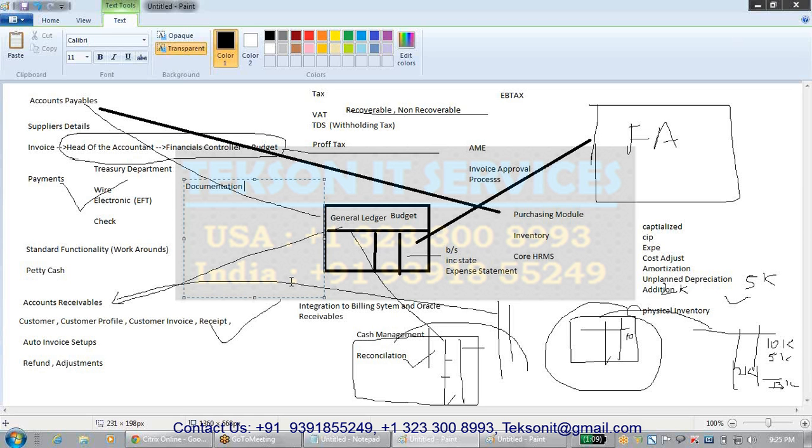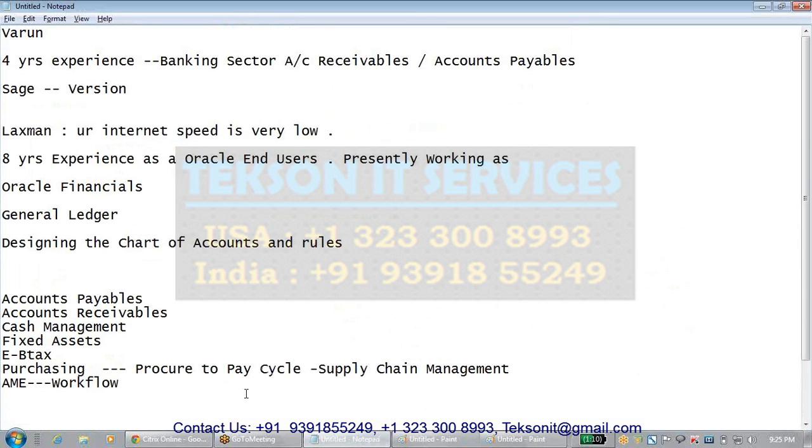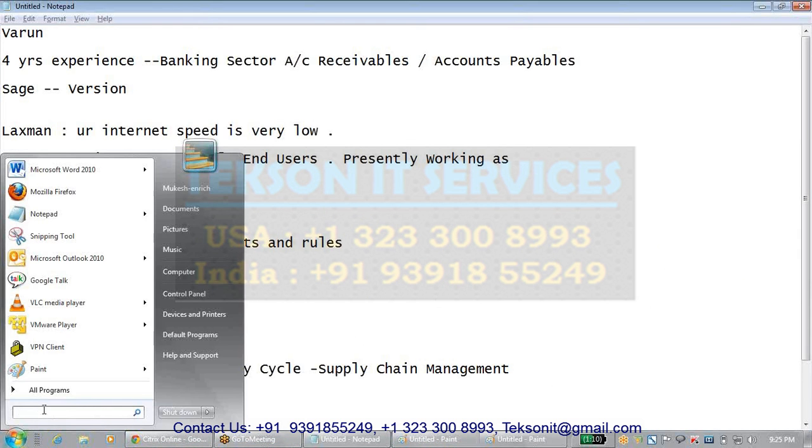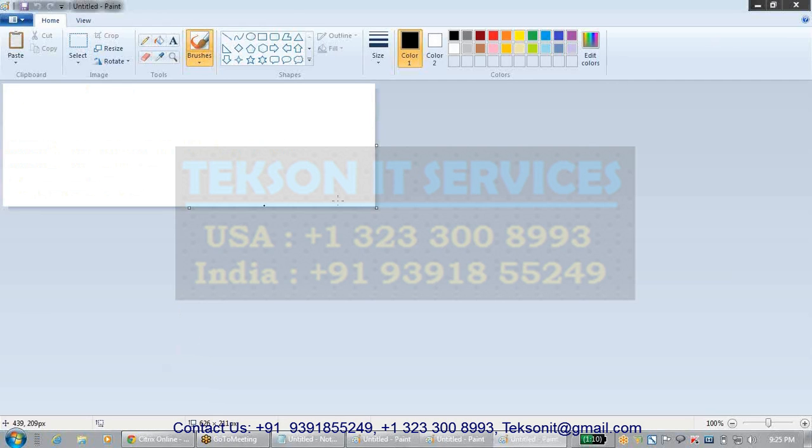So what about SLA? Yes, one question: what about SLA? SLA will be covered. Thanks for remembering about it. We have another concept called SLA. So what are the accounting methods we have? Can you give me the accounting methods?